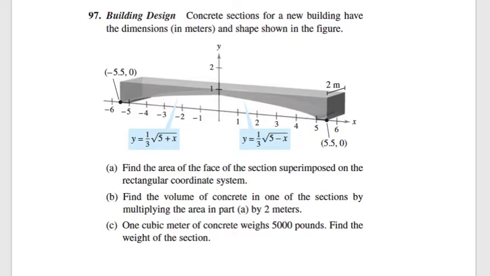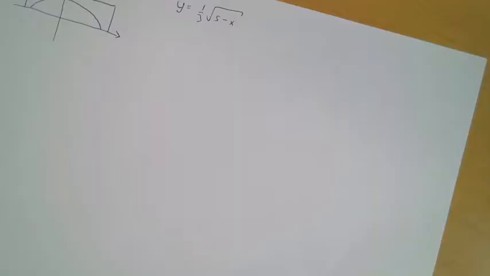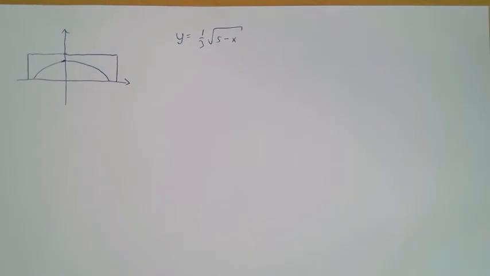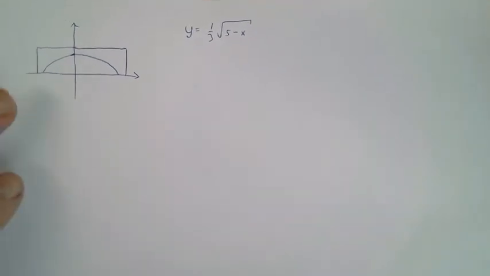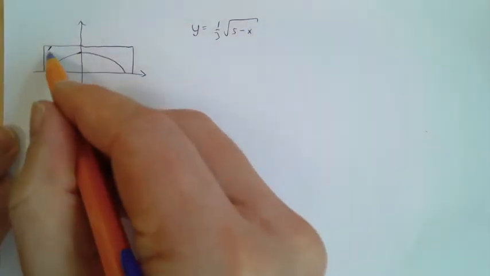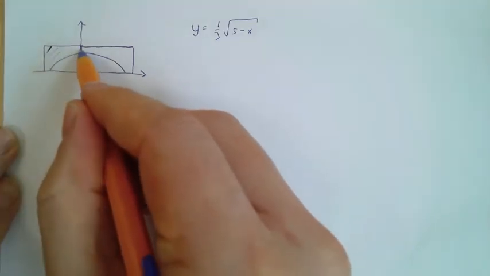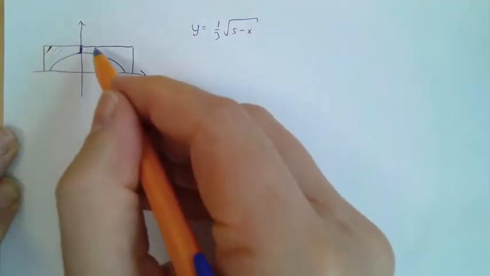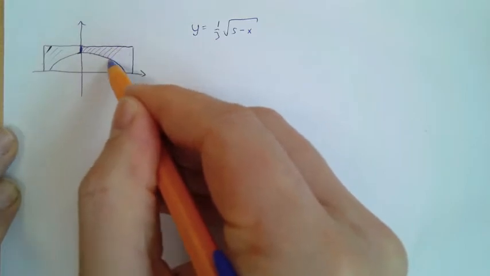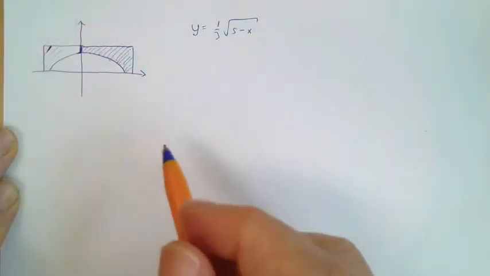Okay, so let's focus on A, find the area. So we're finding the area of the front here. We're ignoring the depth for the moment, just the area of this. Alright, so we're looking for the area of this whole thing, but in fact we're going to use the same trick as in the previous exercise. We can find the area of this and multiply by 2.